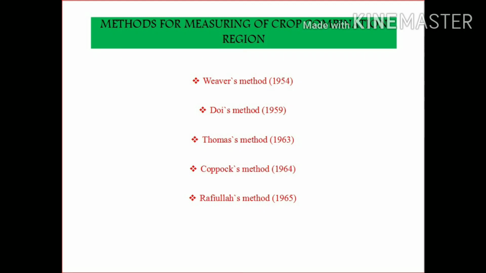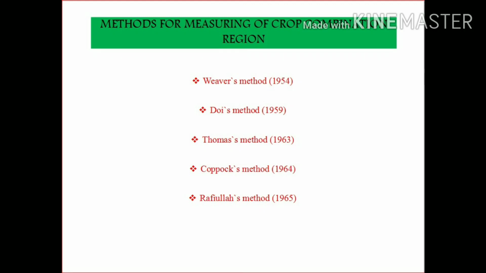Now I am discussing how to calculate crop combination regions by Weber's method. Before going to Weber's method, I will mention that a number of quantitative and qualitative methods have been developed for determining crop combination regions. These methods are Weber's method, Dewey's method, Thomas's method, Kopach's method, and Raffaello's method.